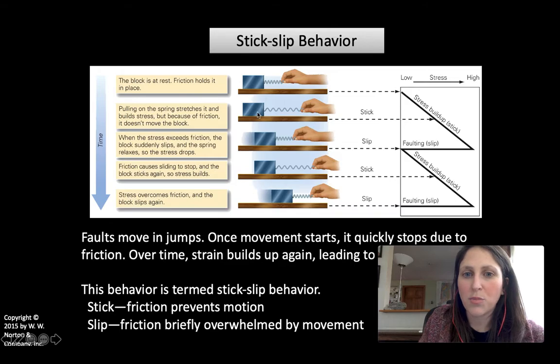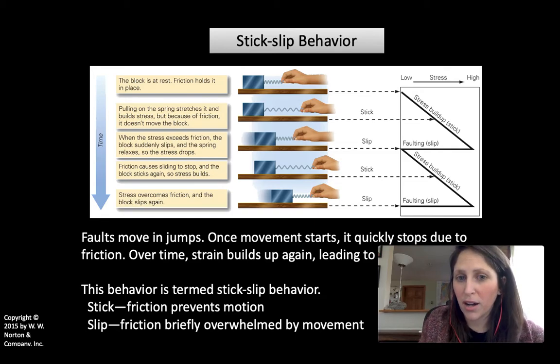So you can think about a spring attached to a brick or a block of wood sliding over a really high friction surface such as sandpaper. That spring is going to only stretch so much before that block moves.